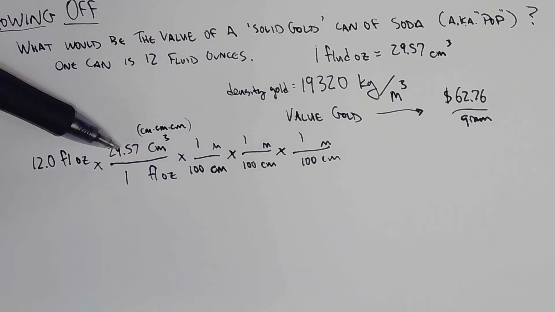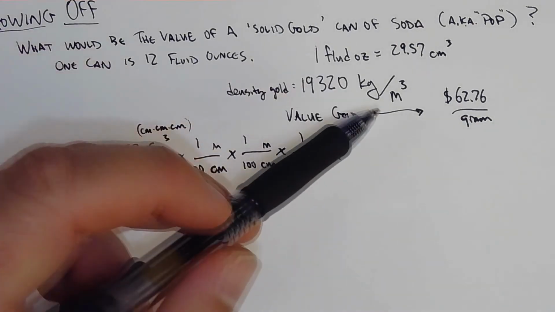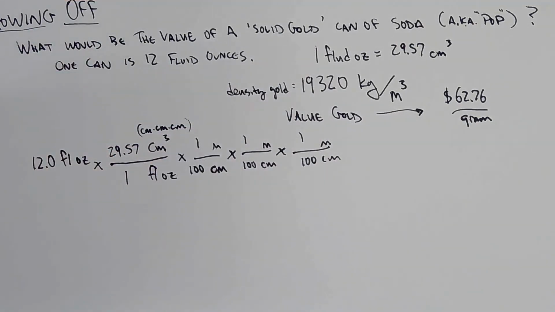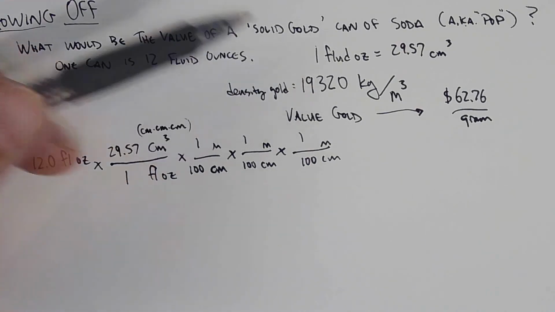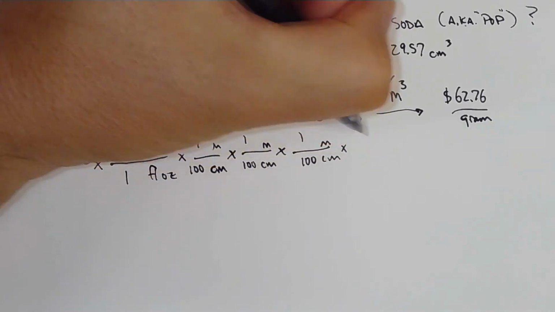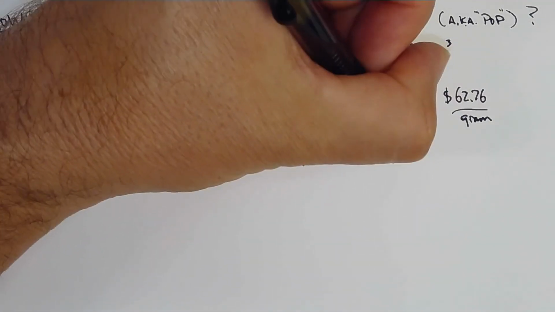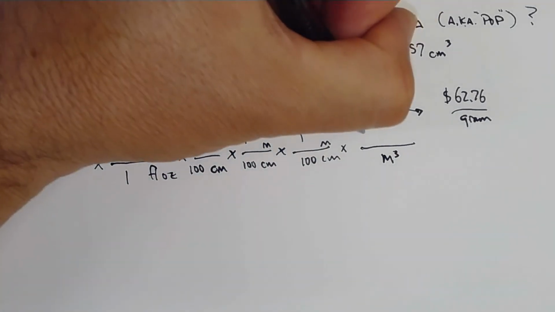Centimeters cubed is really just centimeter times centimeter times centimeter. And I've canceled it out 3 times, thus giving me cubic meters. So right now, after this step, I have cubic meters. And if I have cubic meters, now I can figure out how many kilograms I have, because I can put cubic meters on the bottom and kilograms on the top.